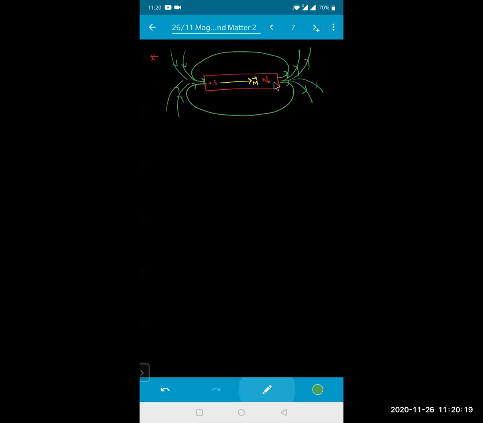Magnetic lines of field, or the magnetic field, is from where? North pole to south pole. Magnetic moment inside the bar magnet is from the south pole to the north pole. Is that clear for everyone?